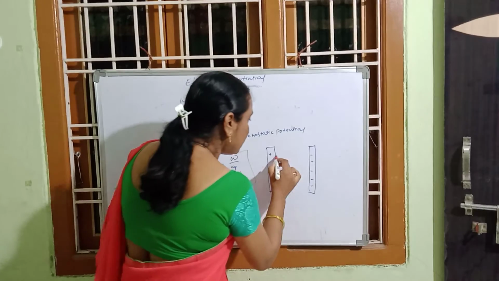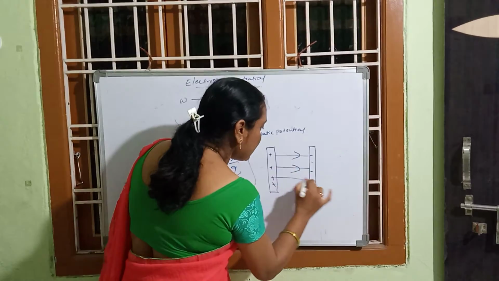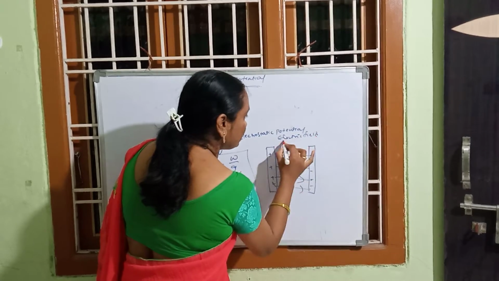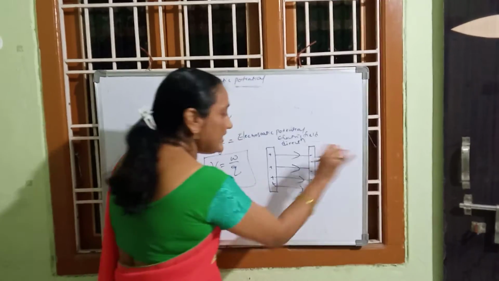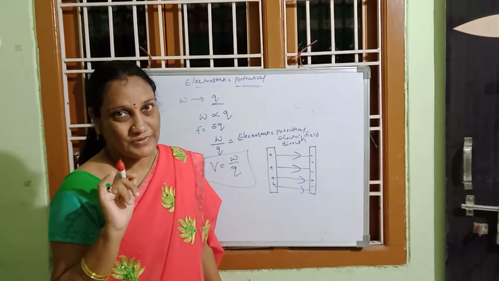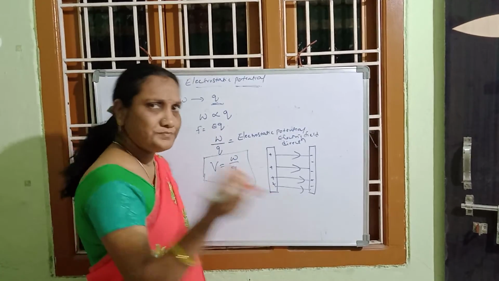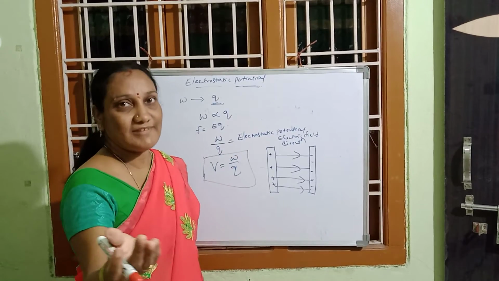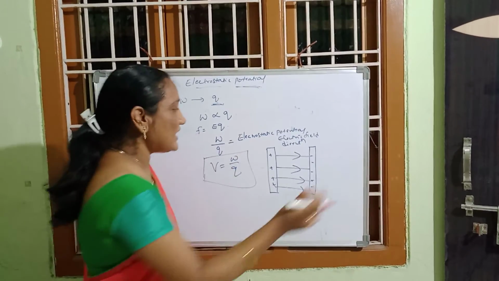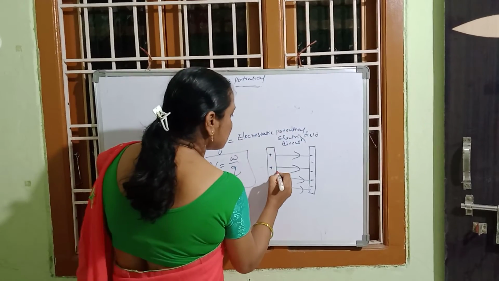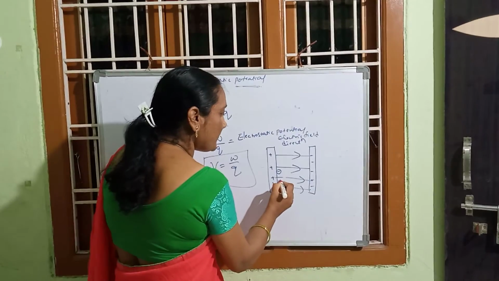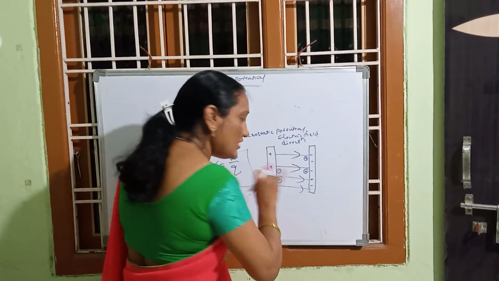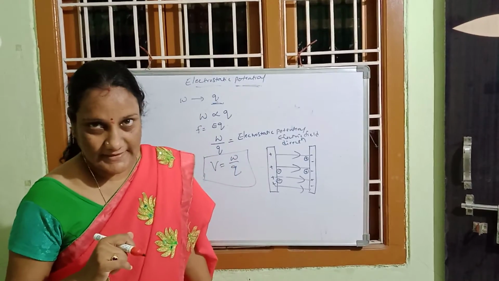Now the electric field direction is from positive to negative, right? Now here, as usual, when we connect the terminals of an external battery, we know that all the negative charges will come towards the positive plate. All the positive charges will go towards the negative plate, right?